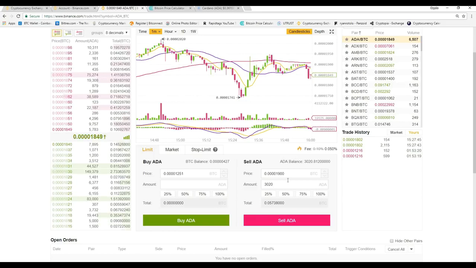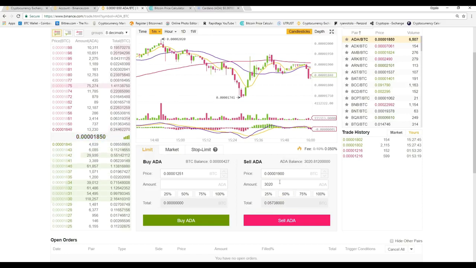Now it would only instantly do the transaction if I had the exact amount of Bitcoin that it's worth. So as you can see, this is the current price of Bitcoin. So if I had 1849 in here and I press sell, then it would instantly sell my Cardano.